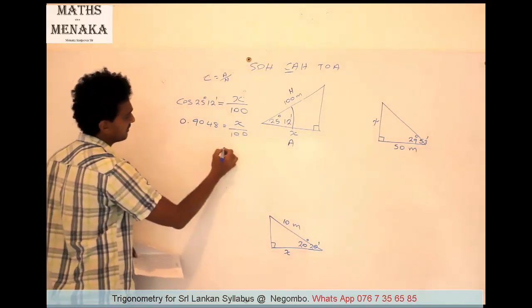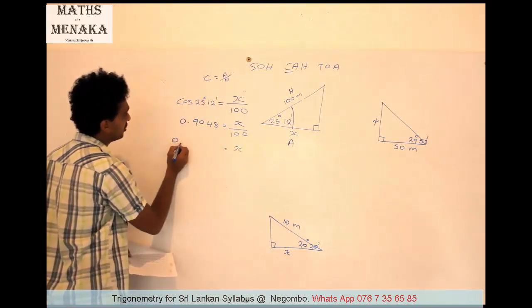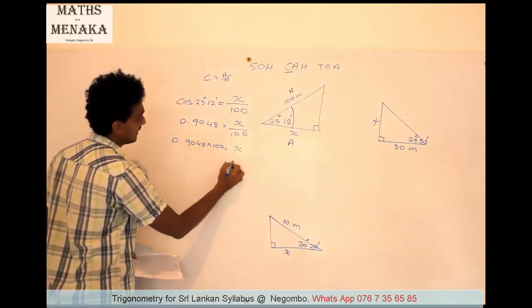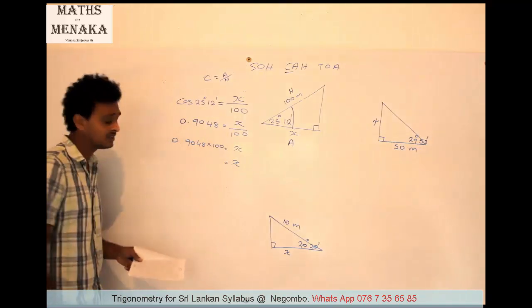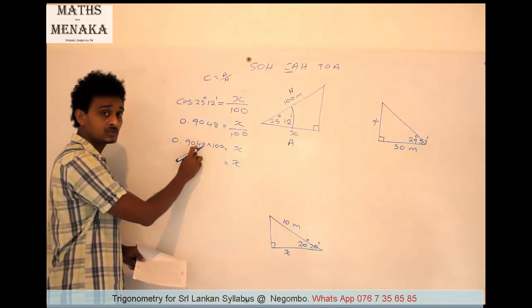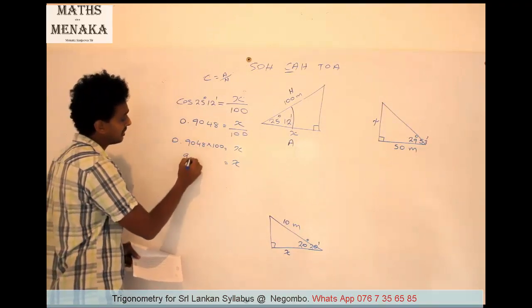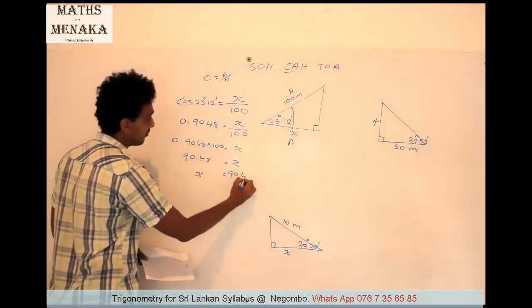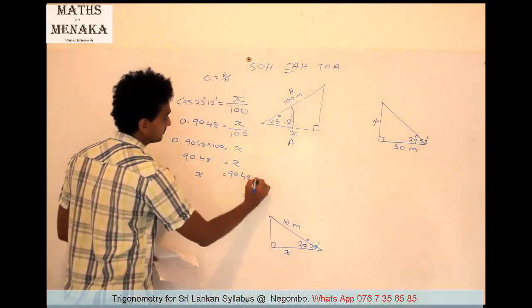Now do the cross multiplication. x equals 0.9048 into 100. When you multiply by 100, what happens? The decimal point jumps to the right hand side by 2 places. So the answer comes 90.48. The value of x is 90.48 meters.